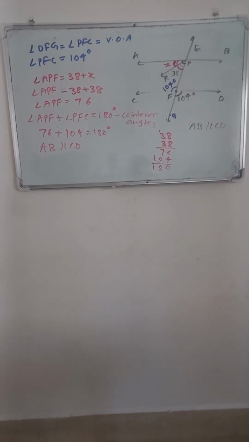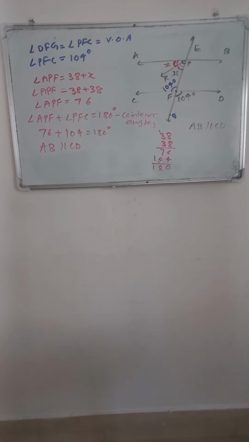Okay, write down the next question. In the figure, angle AOC and angle BOC form a line AB.